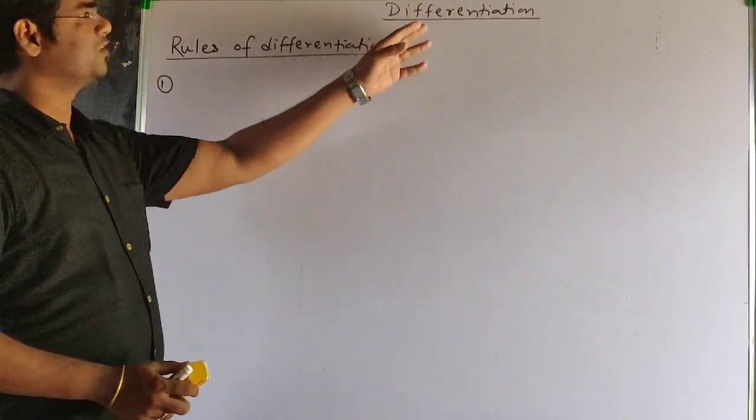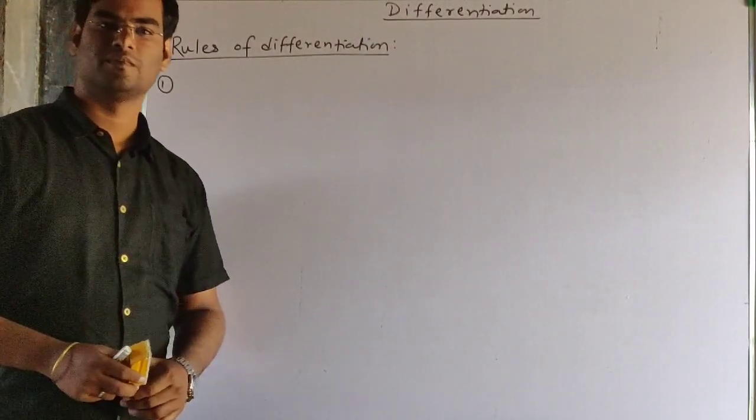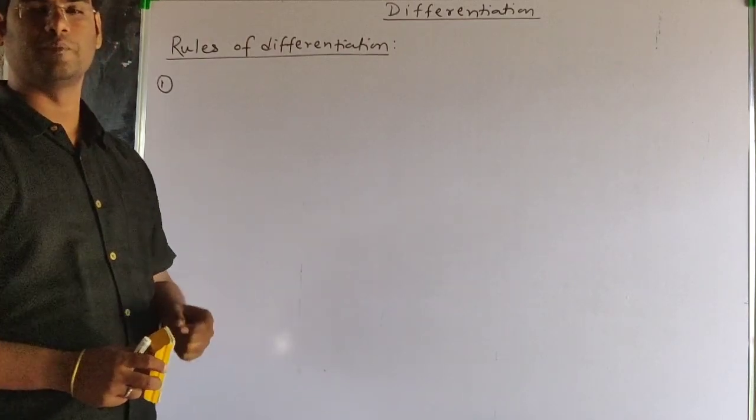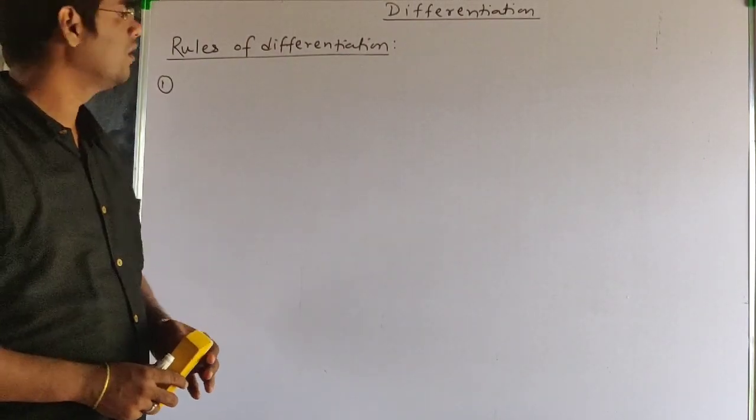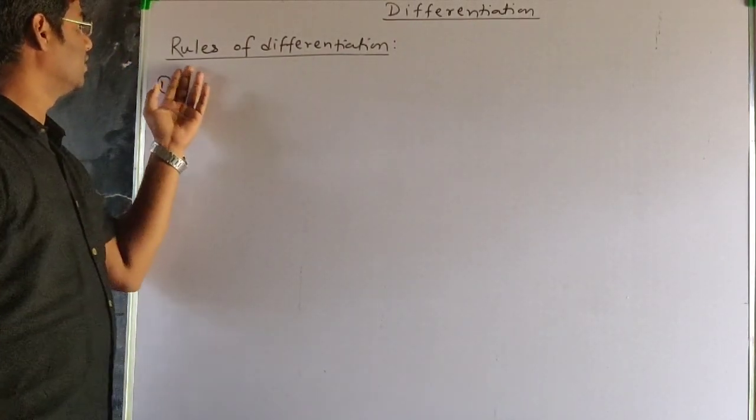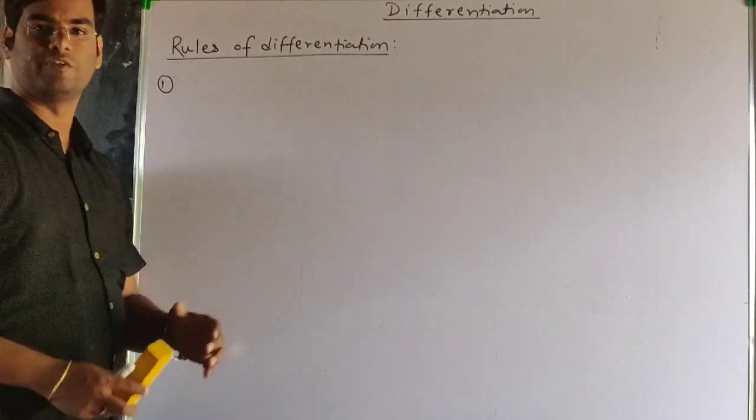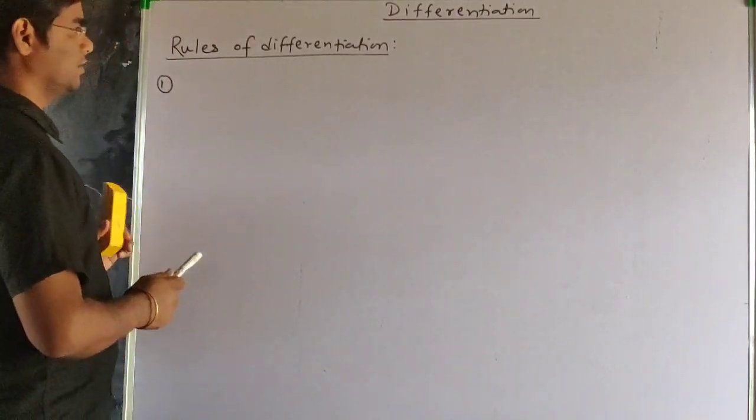We have started with the chapter differentiation. In the last lecture we have seen some basic formulae of differentiation. Now today we will start with the next topic, that is rules of differentiation. The first rule of differentiation is what?